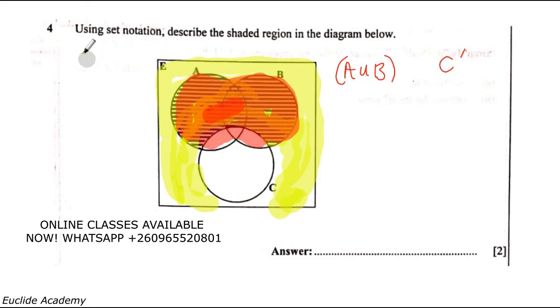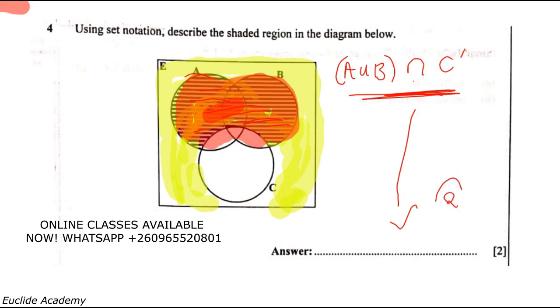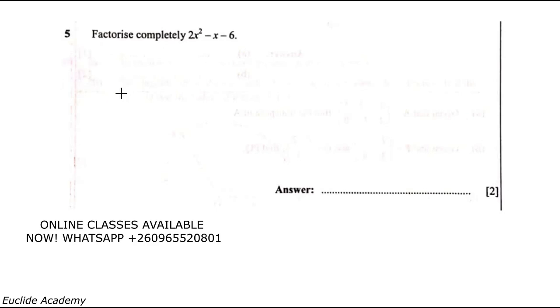So the intersection of the yellow and the red is what we have right here. So it is the shaded area in black. So we have A union B intersect C complement, and this is our answer. This is what you put right here for the 2 marks. So the answer was A union B in brackets, then intersect C complement.